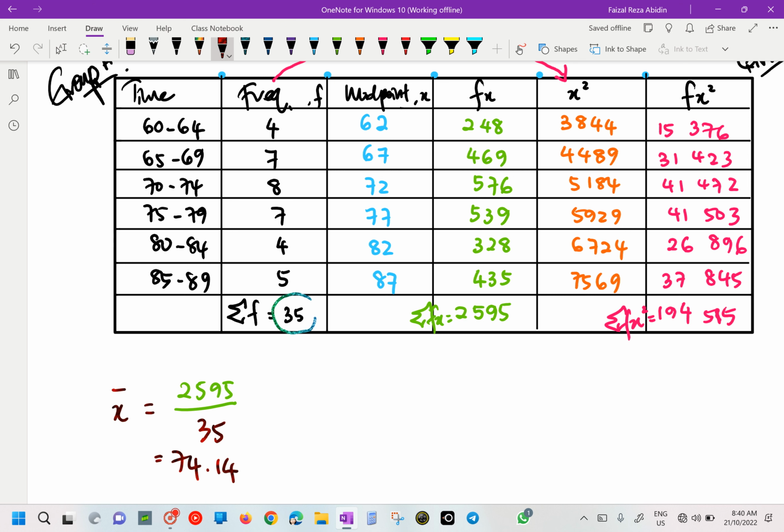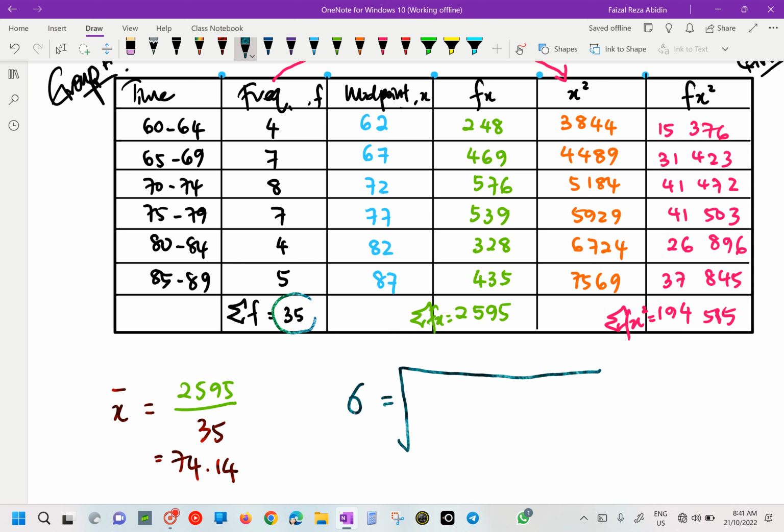74.14. Okay. Next, we are going to find for our variation, the standard deviation. Standard deviation, no problem. If it is standard deviation, that means square root straight away.